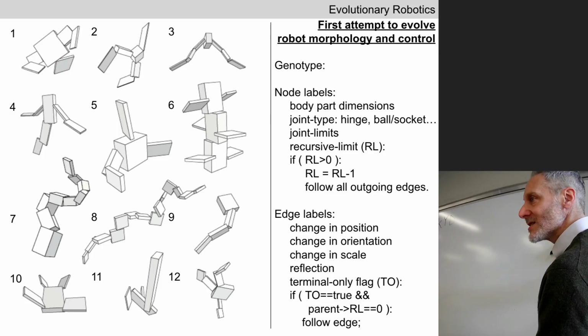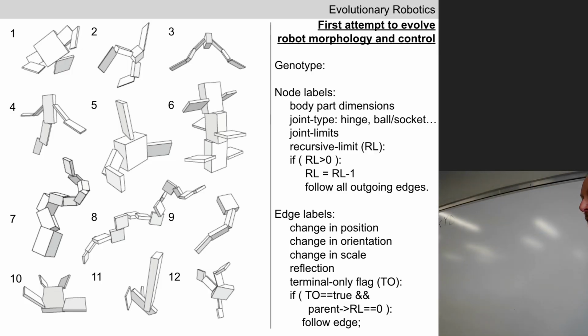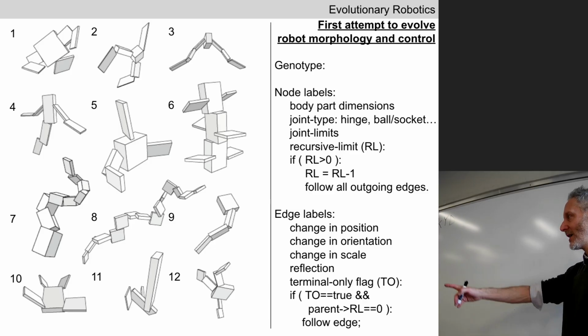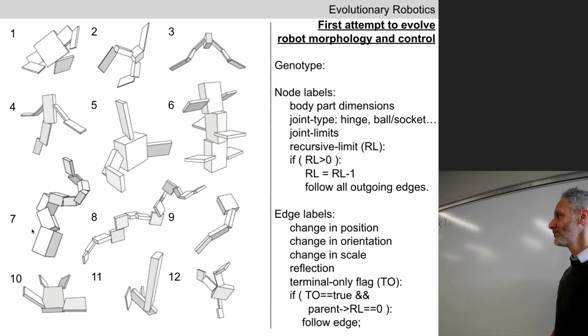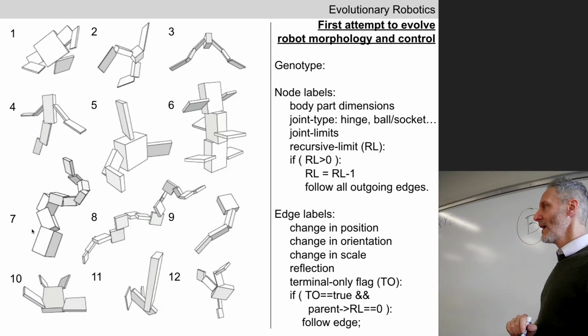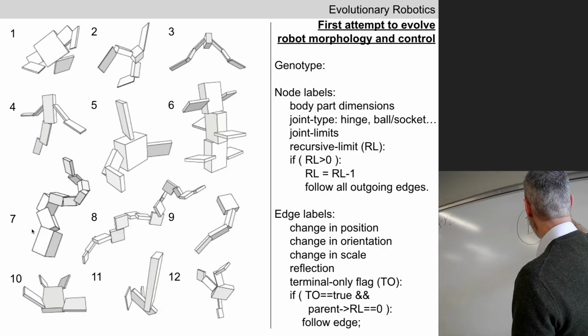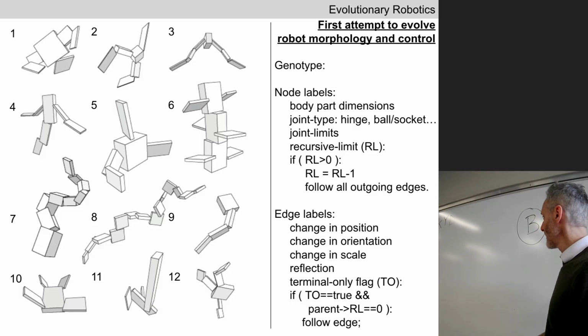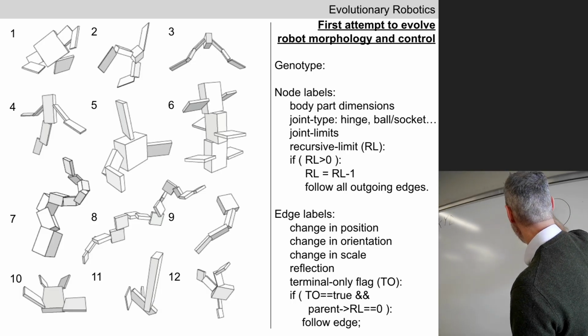Okay, which of these 12 phenotypes do you think has the simplest genotype? And by simplest genotype, I mean has the fewest nodes and edges. Just because a robot here has lots of parts, has phenotypic complexity, doesn't necessarily mean that it has genotypic complexity. Maybe 7. Why 7? Because you can make it with just one node and then recurse it 7 times.